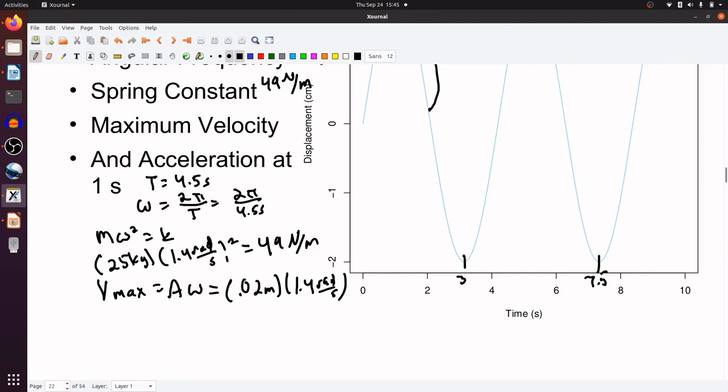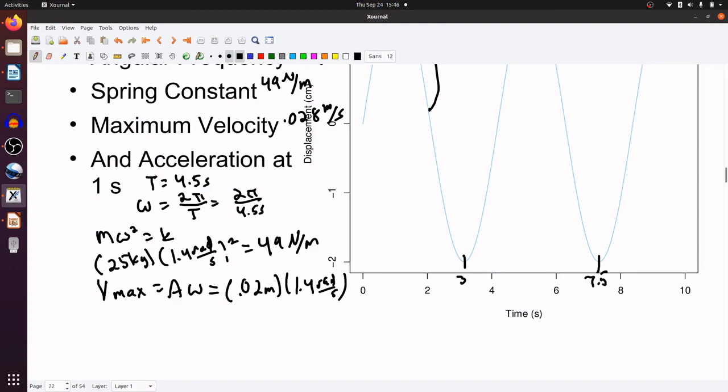So 1.4 times 0.02, 0.028 meters a second. So max velocity, 0.028 meters a second. And then finally, we need to find the acceleration at 1 second.